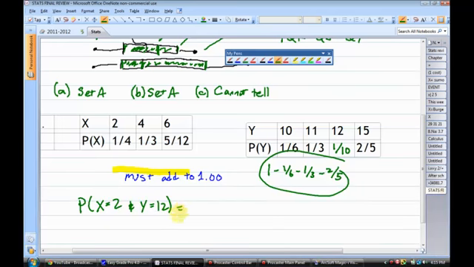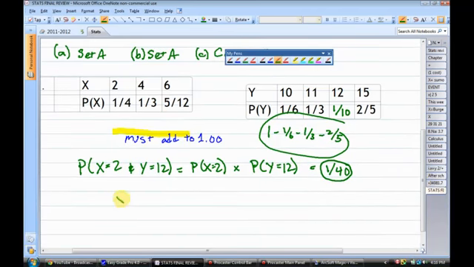Well, we were told that they're independent. So if X and Y are independent, then we can just do the probability that X equals 2 times the probability that Y equals 12. That's 1/10 times 1/4, so 1/40th. Remember, you multiply if they're independent.